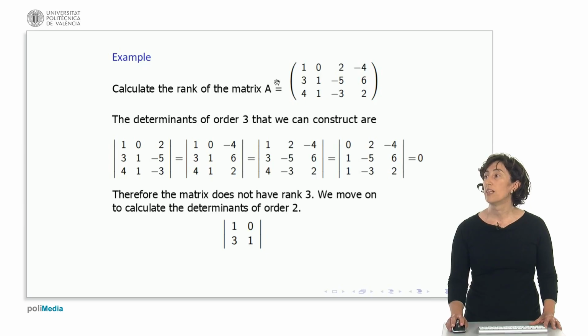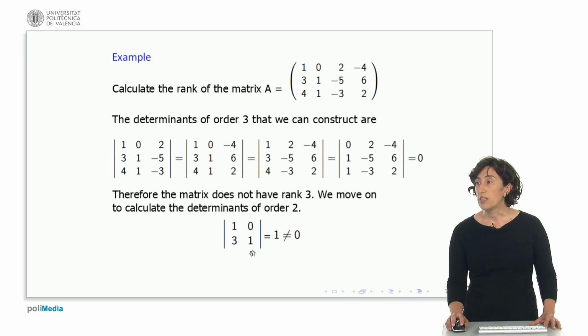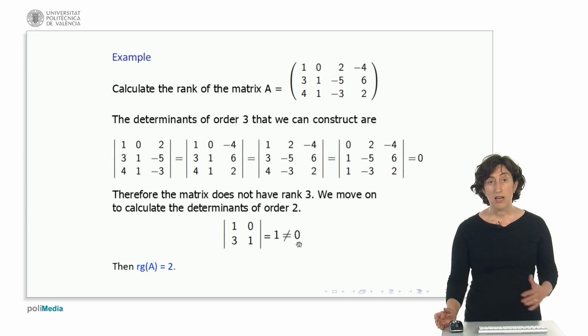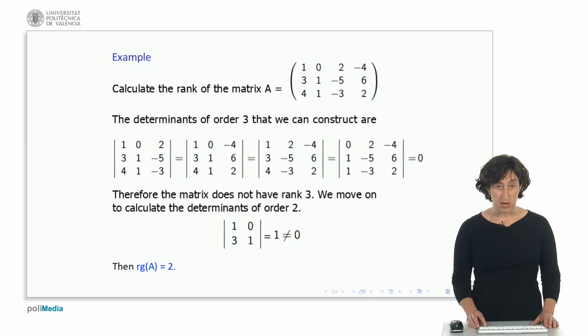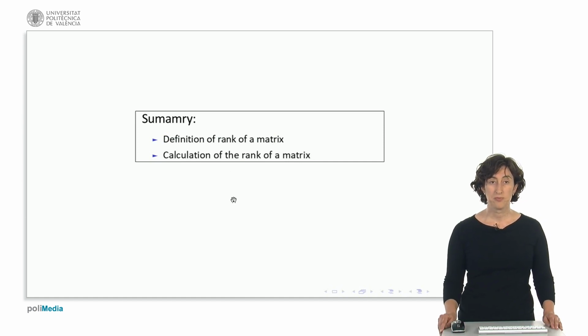For example, I can build the one of the first and second row and the first and second column, 1, 3, 0, 1. This determinant, if we calculate it, is 1, which is different from 0. Then we have found a determinant of order 2 different from 0. Therefore, we can conclude that the rank of the matrix A is 2. Well, this is the way to calculate ranks for matrices of any size, to know which is the highest order of the non-null minors that we can build for that matrix. Therefore, we have seen how the rank of a matrix is defined and how we would calculate it.